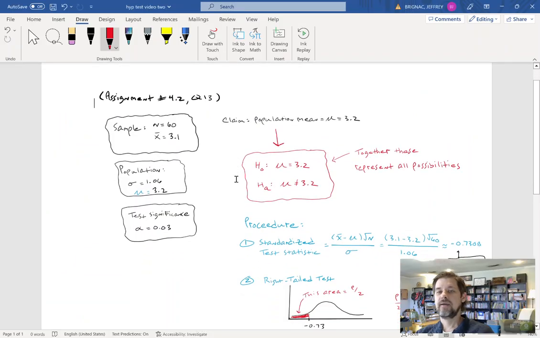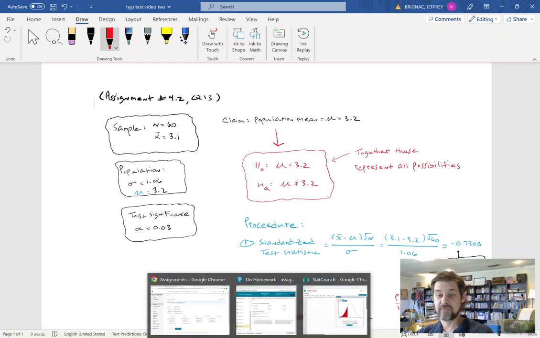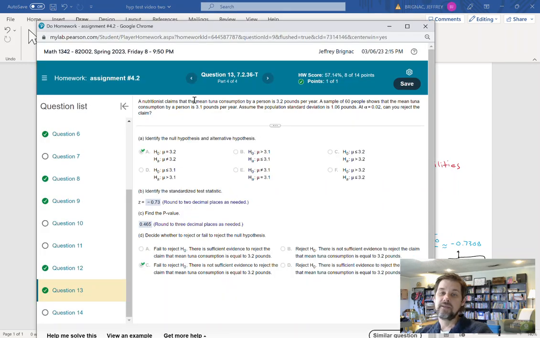I have to figure out that there's a sample taken, and there's a sample size and a sample mean. There's information about the population, and then there's the null and alternate hypotheses. Okay, so I've got to figure all that out just from reading it. So when I read this one, I'm reading it with that in mind. And here's what it says.